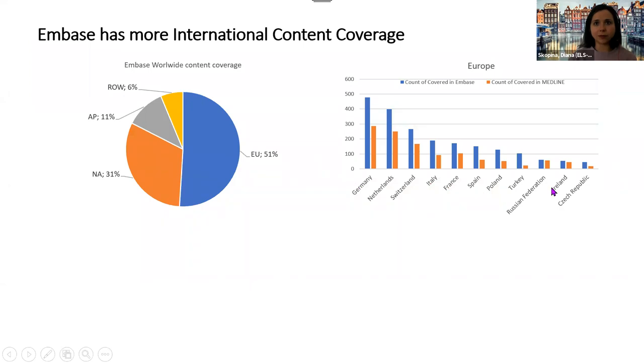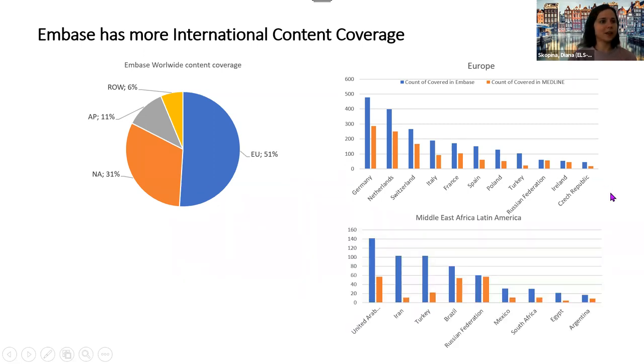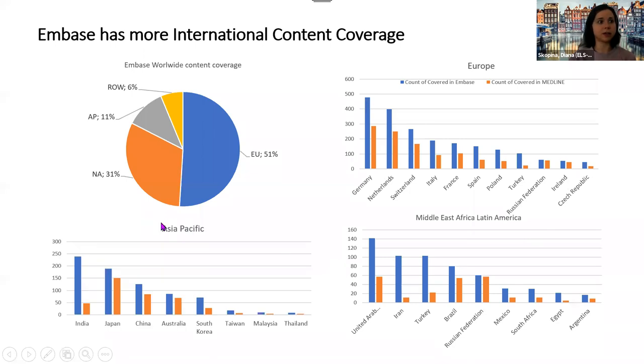So in Europe, you have the countries listed here. And for these countries, you see in blue the coverage by Embase and the coverage of Medline in orange. So like this, you see per country what is actually the difference of the content, like how much content is provided, okay? You see the same for Middle East, Africa, and Latin America. Maybe some of you are from these countries, so I think it's good to see what is available in your country in Embase and Medline, and Asia and Pacific.